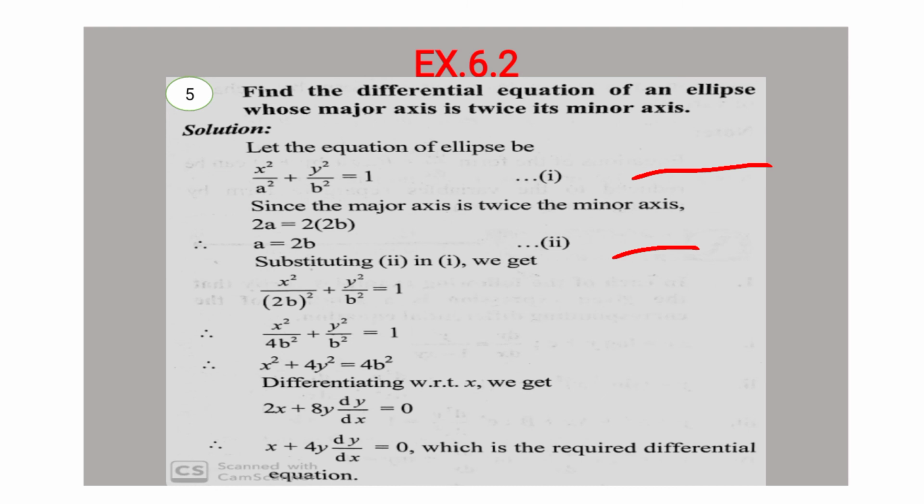Substituting 2 in equation 1, so we get x square upon 2b square plus y square upon b square is equal to 1. Therefore, x square upon 4b square plus y square upon b square is equal to 1. Therefore, x square plus 4y square is equal to 4b square. Differentiating with respect to x, we get 2x plus 8y dy by dx is equal to 0. Therefore, x plus 4y dy by dx is equal to 0, which is the required differential equation.